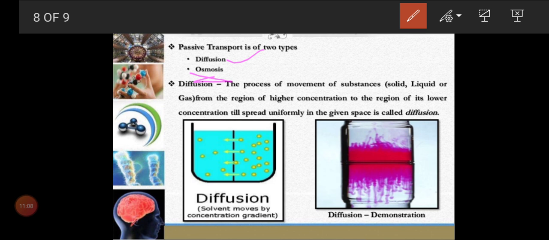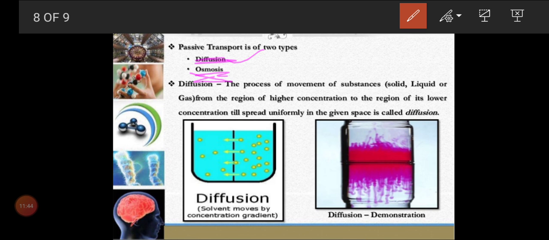I already told you osmosis means movement of liquid, or water, from its higher concentration to lower concentration, and only liquid. Here is one more concept you want to remember. Diffusion means movement of gas, solid or liquid. It can be anything, liquid or solid or gas, from its higher concentration to lower concentration, but without a semi-permeable membrane. That is called diffusion.